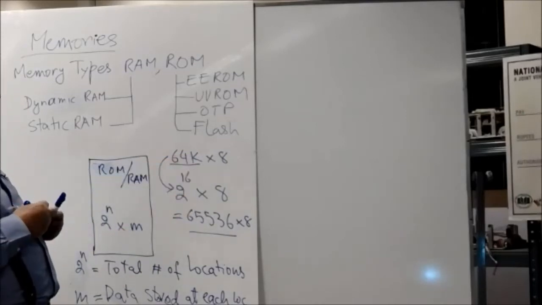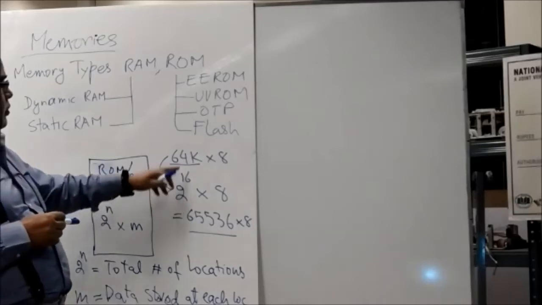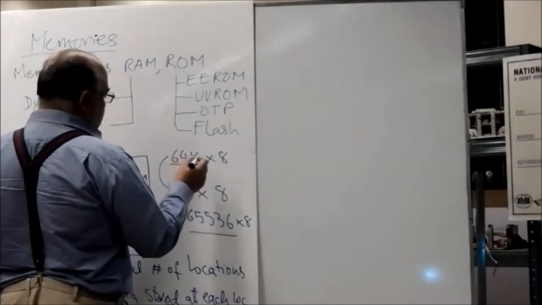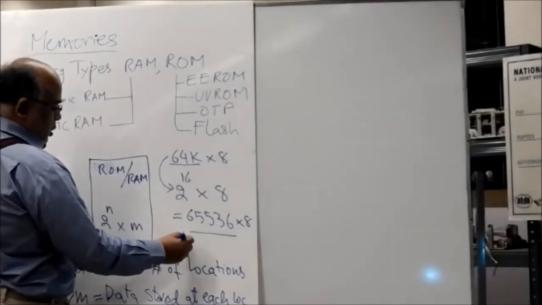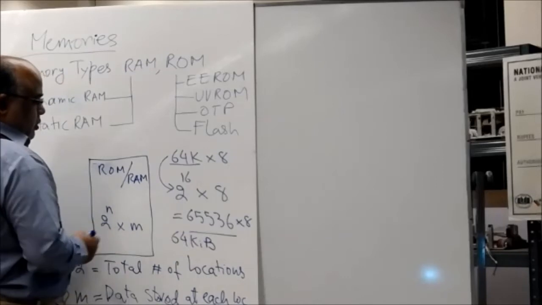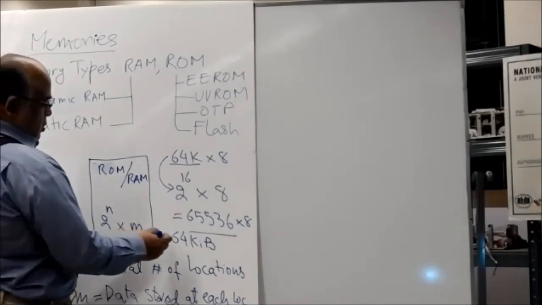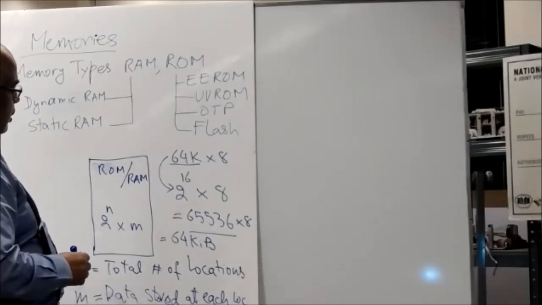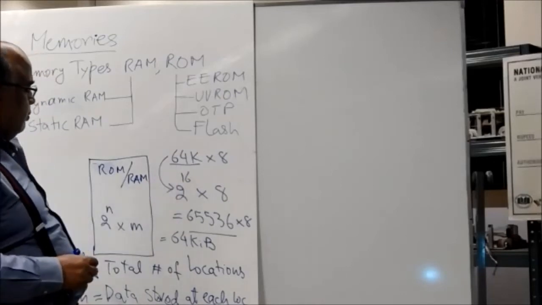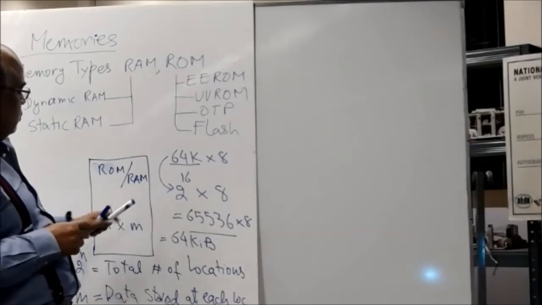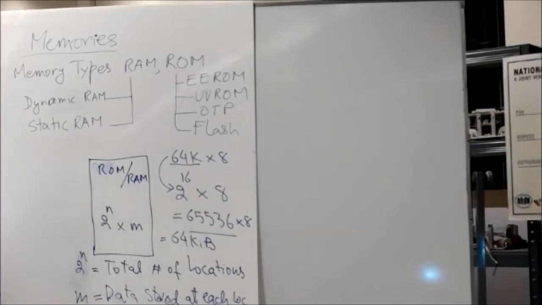For memories, only for memories, this terminology is used. In modern terminology, this memory is called 64 kibibit. Megabyte is MiB, gigabyte is GiB. So Ki means 2 raised to the power something, so it's not really 64,000. This is exactly the total number of locations inside this RAM.